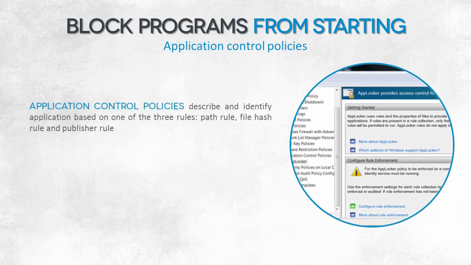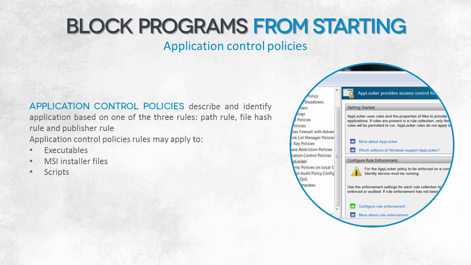Application control rules, the latest version of the mechanism we're discussing, have been significantly streamlined. There are only three rules: a path rule, a file hash rule, and a publisher rule. As we mentioned, the Internet Zone rule was controversial from the start. Just like before, you might specify program types to which the rules will apply. You can select from executable files, the MSI installer files, scripts, and DLLs.